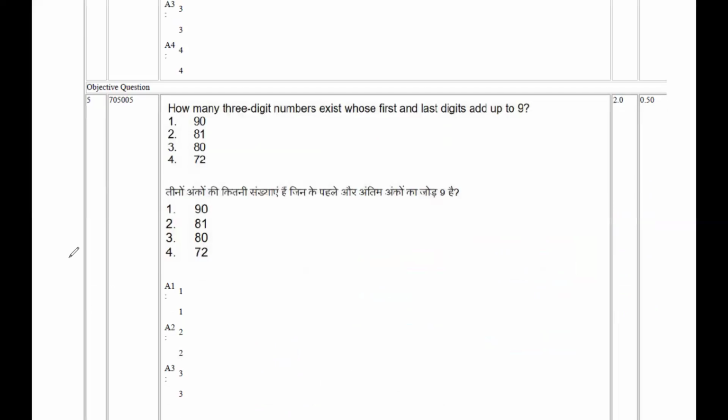And the last question for this video: how many three-digit numbers exist whose first and last digits add up to 9? So you have three-digit numbers. Now remember 100, 101, 102, 103. These all three-digit numbers begin with a non-zero digit. So zero cannot be coming here. Okay. So how many three-digit numbers exist whose first and last digits add up to 9?